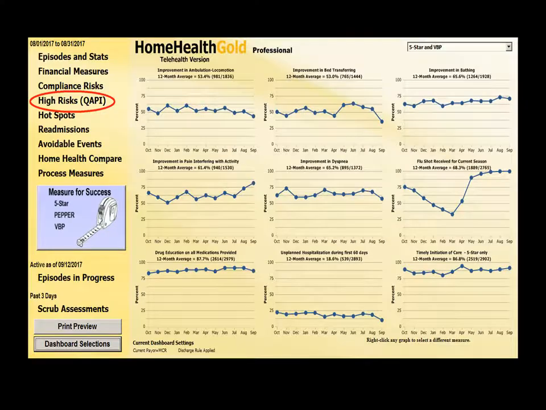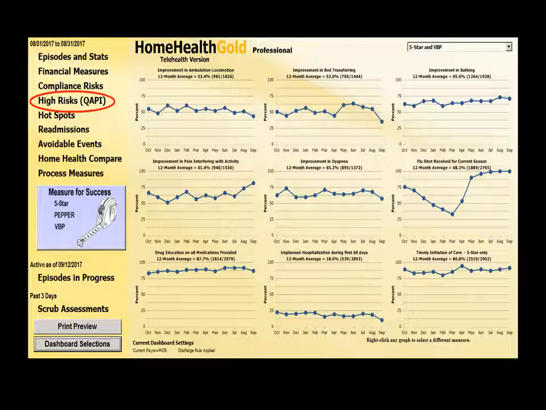With an eye towards QAPI, late in the summer of 2017, we added a new high-risk report to the HomeHealthGold dashboard. This was done in order to provide agencies with easy access to high-risk patients that CMS mentioned in the COPs. The focus with high-risk patients is twofold: to prevent hospitalization as well as to prevent infection. Using this data source for your QAPI efforts will be quite simple and effective.